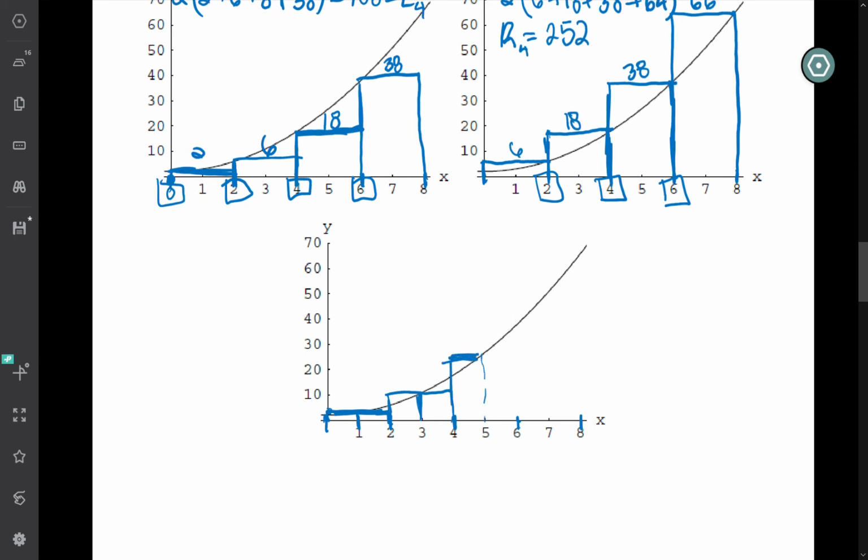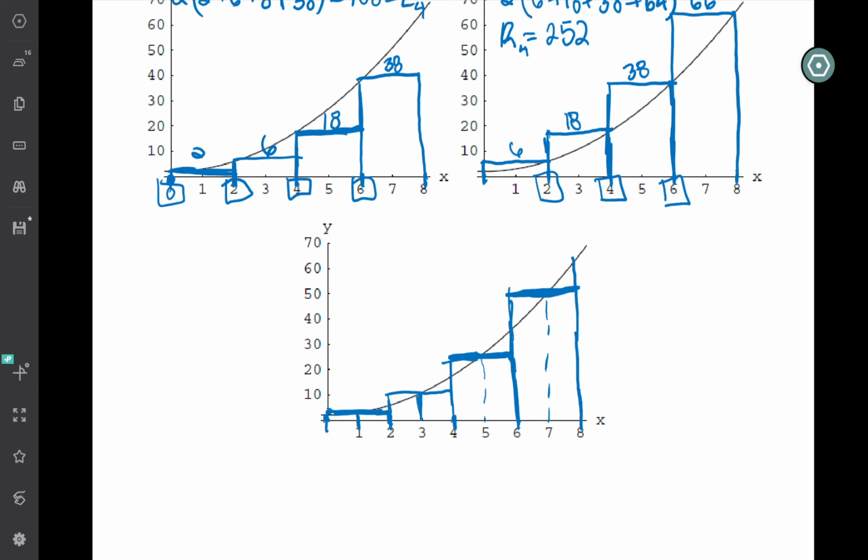Really, really important that you remember this is middle x, not middle y. If we were wanting to take the average y value, that's actually something we've already done. You would just average your left and right hand sums. So if you want average y value, just do left and right hand sums and then average them. If you want to use average x value, that's your midpoint rule, and looks like this.